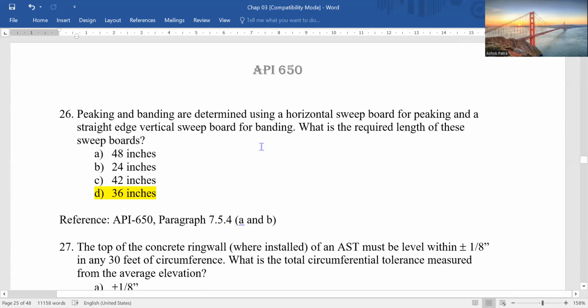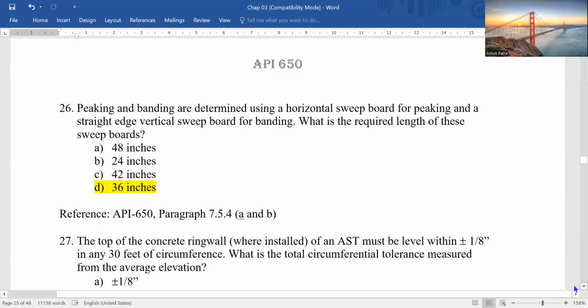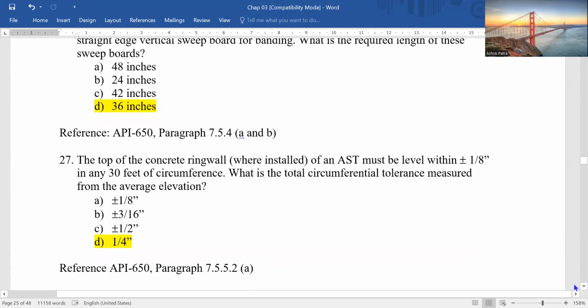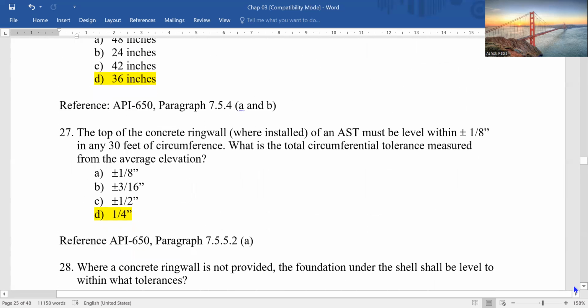Peaking and banding are determined using a horizontal sweep board, and peaking and straight is a vertical sweep board for banding. What is the required length of these sweep boards? 36 inches for both. Already we saw this in 653. This is a repetition.